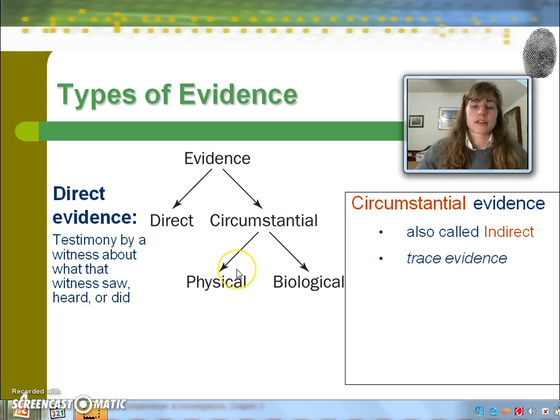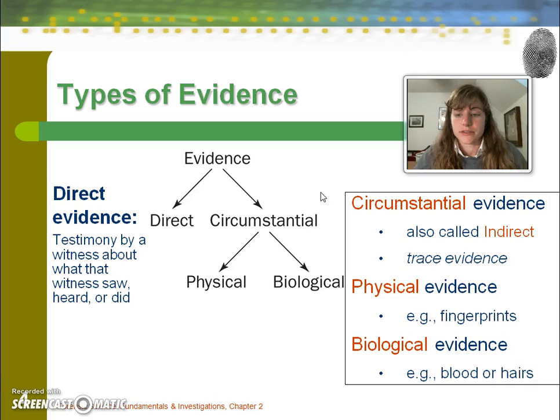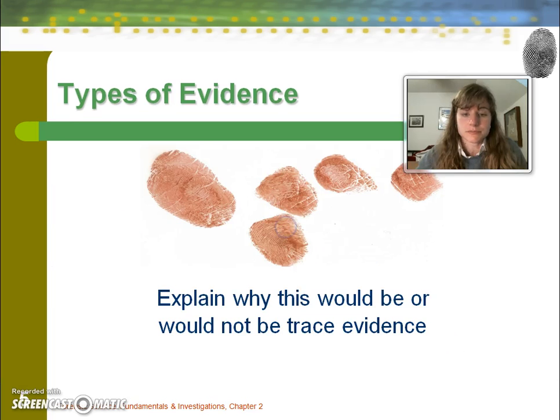And circumstantial evidence can then be separated into two different types: physical and biological. So physical evidence would be things like fingerprints. Biological evidence would be something that would come straight from the body in terms of body serum, which could be semen, vaginal secretion, even sweat, blood, hair would be another example of biological evidence.